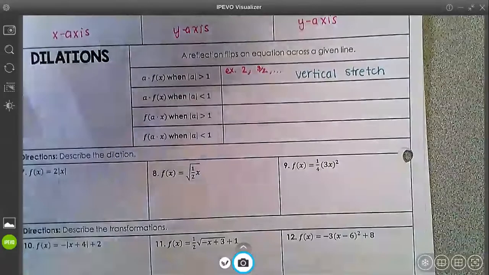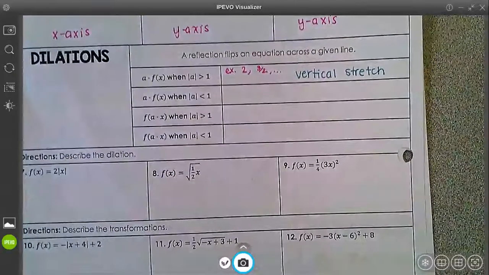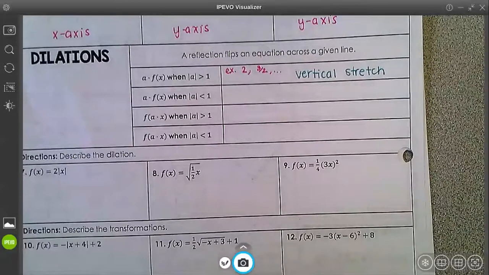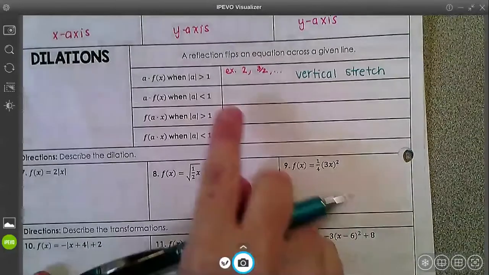So we stretched it this way. Think about that picture that you have on PowerPoint, if you take the top or the bottom box and you have a picture of yourself and you stretch it up and down, are you going to become really skinny or really fat? Skinny. It's going to make you look skinnier, yeah. All right.